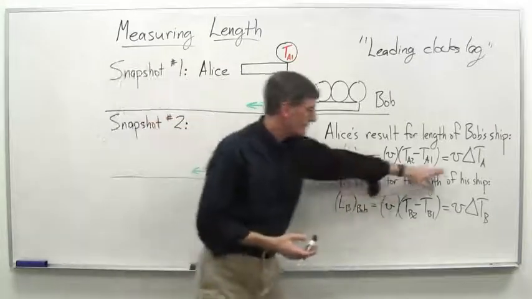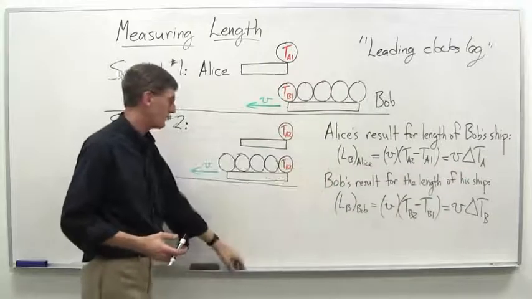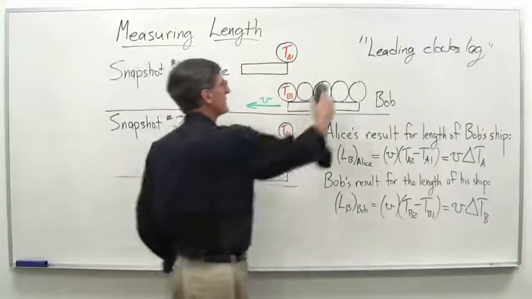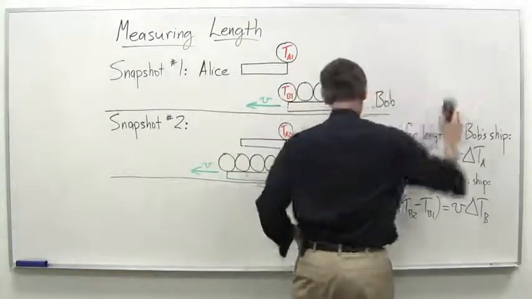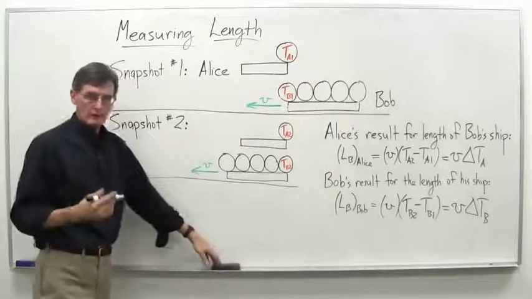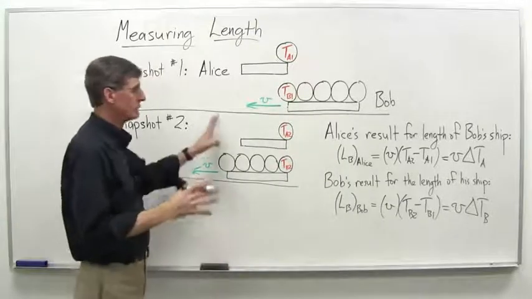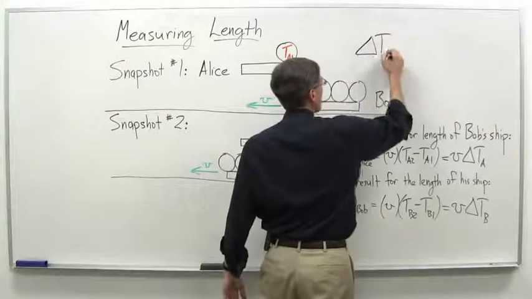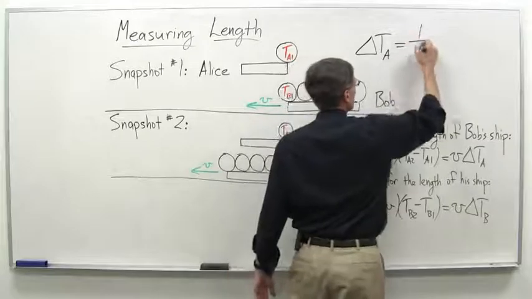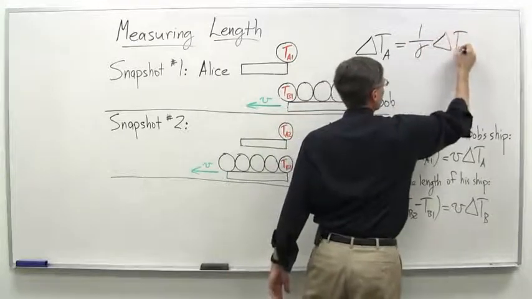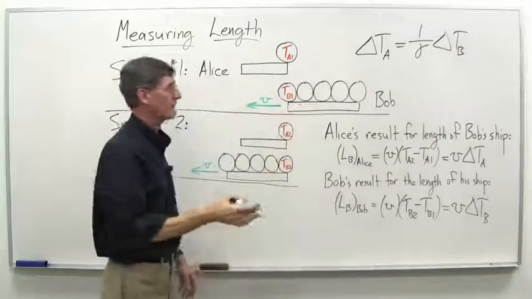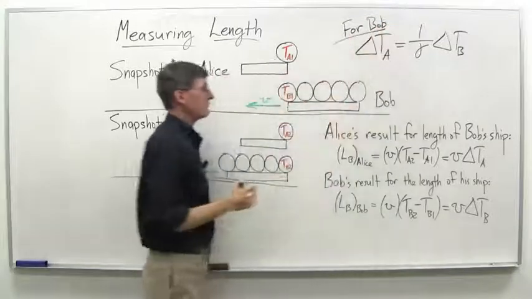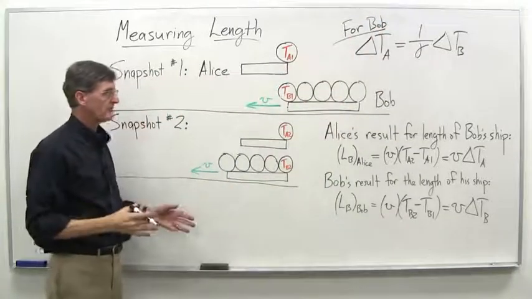So let's look at these results a little bit further, because we now can apply, let's just remind ourselves up here for a second. Remember our time dilation result. And our time dilation result, from Bob's perspective now, he would say the elapsed time for Alice is 1 over gamma times the elapsed time, because from his perspective, Alice is moving. So let's start with that.